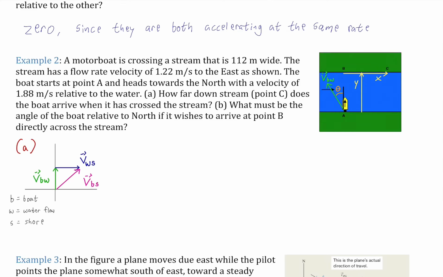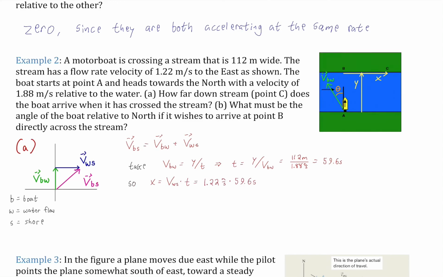If we think about this, I'll show you. V sub BS equals V sub BW plus V sub WS, and sub just means subscript, of course. The W is sandwiched in there, and the outside subscripts, BS, match up on both sides. Then we consider the boat relative to the water, which we know to be 1.88 meters per second, and set that equal to distance over time, because it's constant velocity, to solve for the time to cross the stream. So 112 meters divided by 1.88 meters per second gives us 59.6 seconds. That's how long it takes to cross.